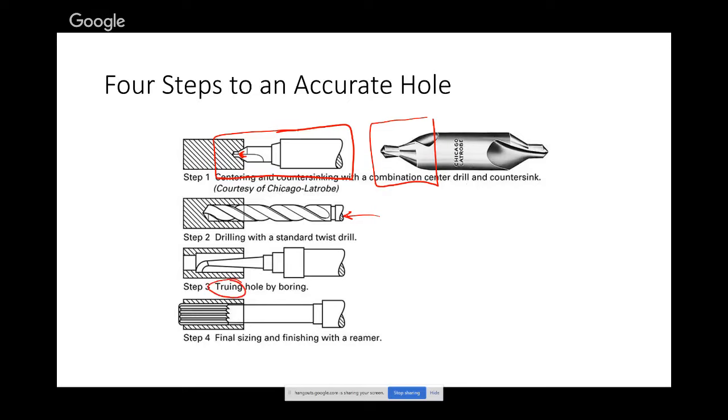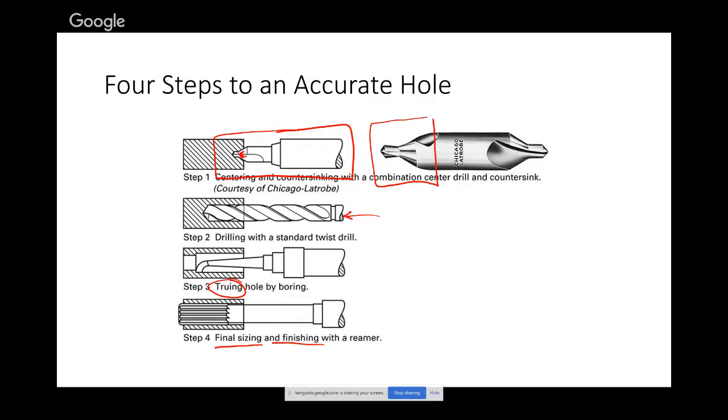I don't usually do truing because my stuff is usually less than 2 millimeters in diameter. But the final step, if you want it to be nice and beautiful on the inside, this finishing, and you get a really, really precise final diameter, you would use a reamer.